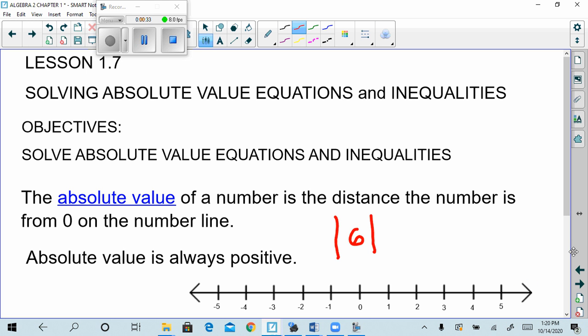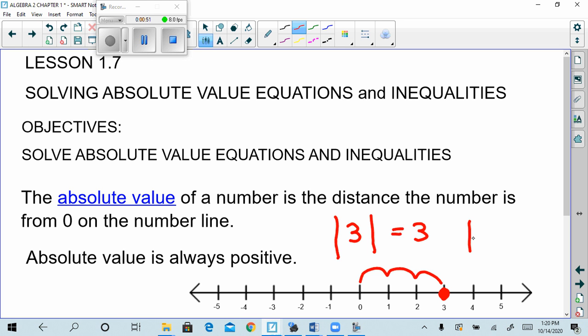Let me use one that fits on my number line. Let's just say we'll start with 3. Well, the absolute value of 3, and 3 is represented right here on the number line. How far is that from the origin? 1, 2, 3 spaces. So the absolute value of 3 is 3.